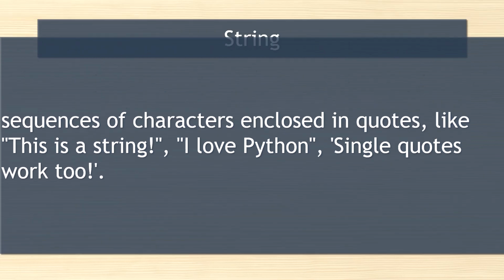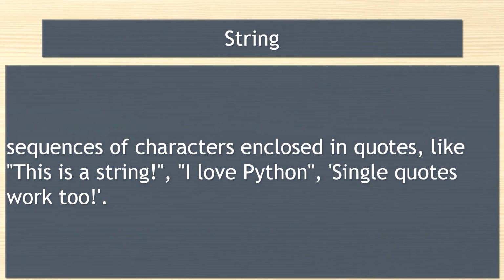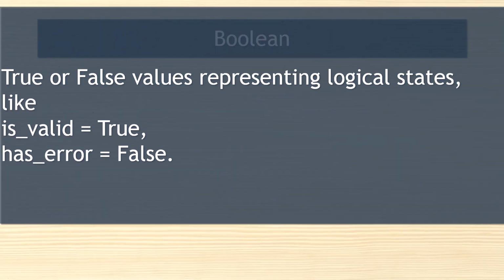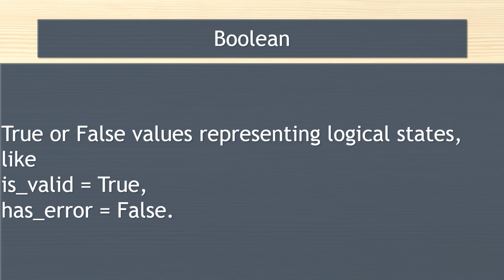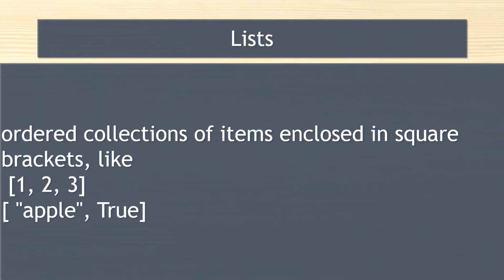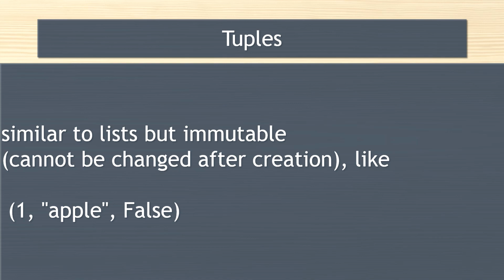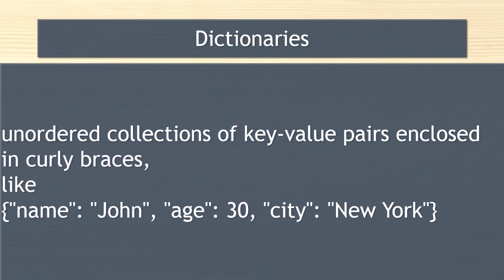2. Strings, sequences of characters enclosed in quotes. 3. Booleans, true or false values, representing logical states. 4. Lists, ordered collections of items enclosed in square brackets. 5. Tuples, similar to lists but immutable, cannot be changed after creation. 6. Dictionaries, unordered collections of key-value pairs enclosed in curly braces.